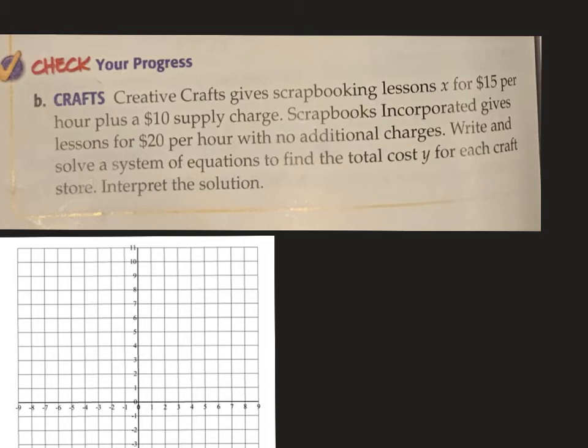Okay, have you figured out what the equation would be before I tell you? 15, 15, 15, 15, and a one-time $10. Y equals 15x plus 10. The one-time charge is in the back, and the 15 is going to be multiplied.